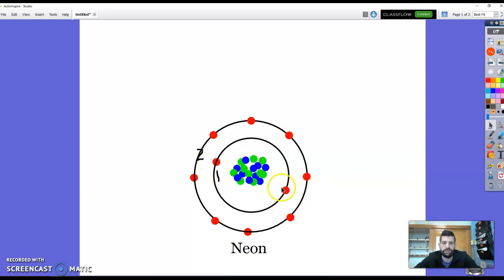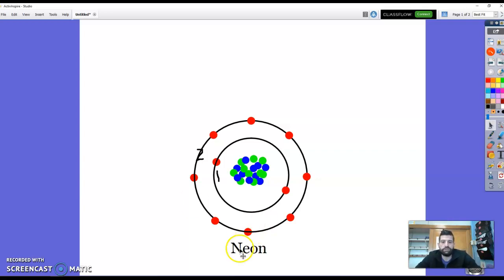Here's 1, here's 2. The second ring holds 8 electrons. So if you see 1, 2, 3, 4, 5, 6, 7, and 8. Okay, so the second ring holds 8. The first ring holds 2, the second ring holds up to 8. That means there are 8 spots available in the second ring. Not all atoms completely fill that ring, which we'll talk about in a minute. So for right now, the second shell holds 8.